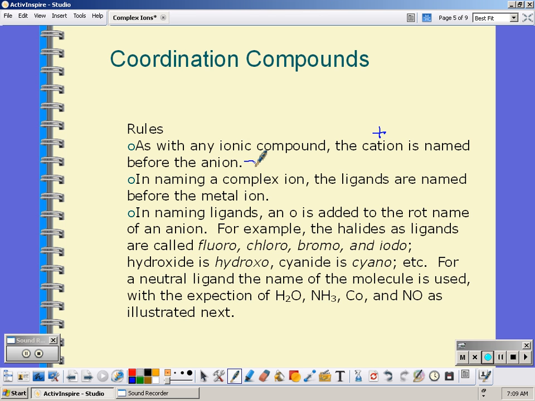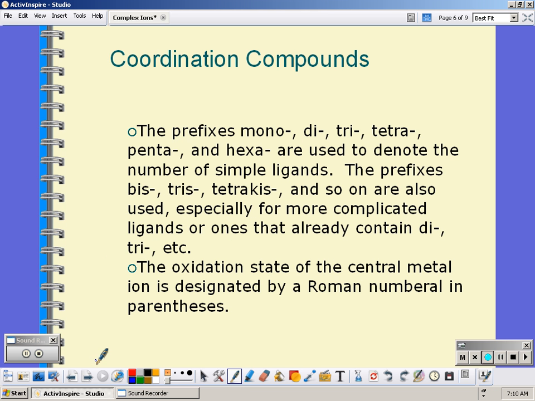When you're naming the complex ion itself, the ligands are named before the metal ion. When you name the ligands, an O is added to the root name for the ion. So instead of ending things in IDE like you're used to, we're going to actually end it in O. So for the halides, remember that's group 17, instead of saying fluoride or fluorine, we're going to say fluoro, chloro, bromo, iodo. Hydroxide would become hydroxo, cyanide would become cyano, etc. If it's a neutral ligand, however, like water, ammonia, nitrogen monoxide, those have specific names to use, which are listed in a chart at the end.